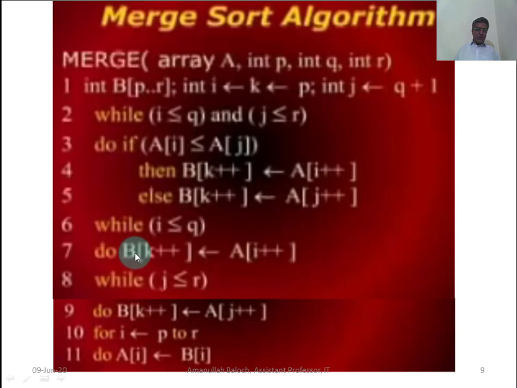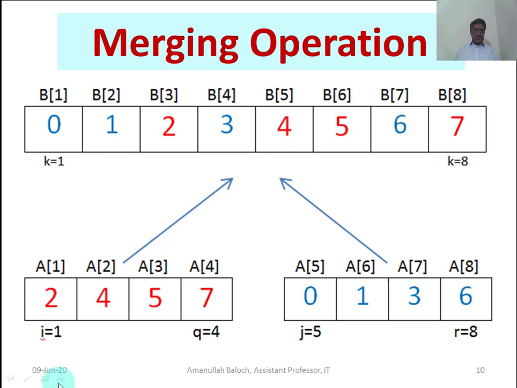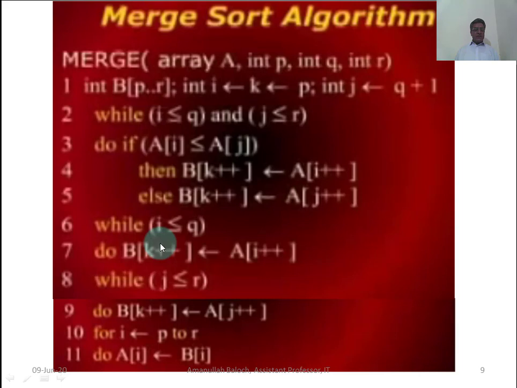J has got its value 8, R is also 8, j has incremented to 9. Is 9 less than 8? No. Equal to 8? No. This while loop will not execute. So the final value of this subarray, this 7, is copied at this location through the second while loop. This line number 6, this while loop copied the value 7 at the final B location of the array.